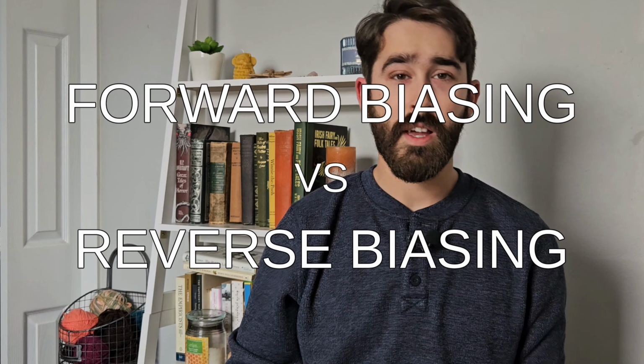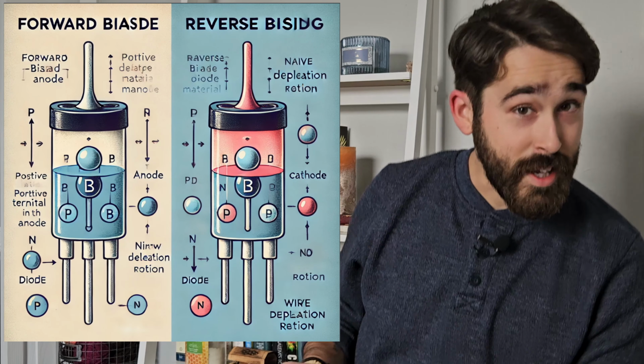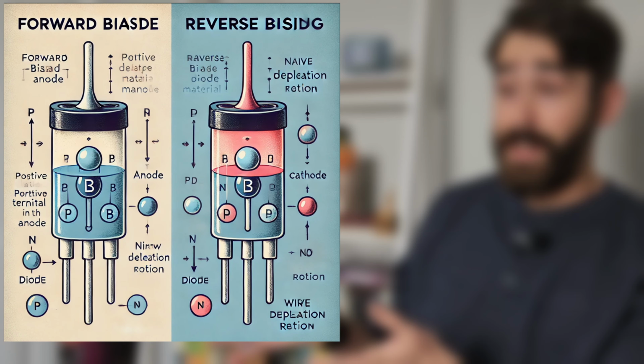This concept is called forward biasing versus reverse biasing, and to try and make it clear, I asked ChatGPT to draw an image that would define it, and here's the image.